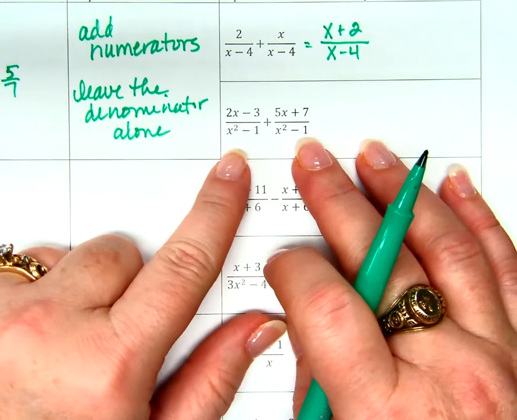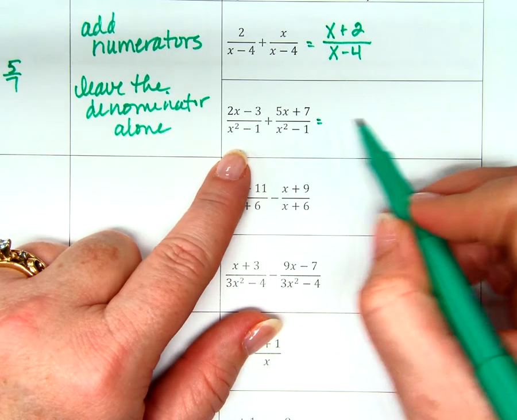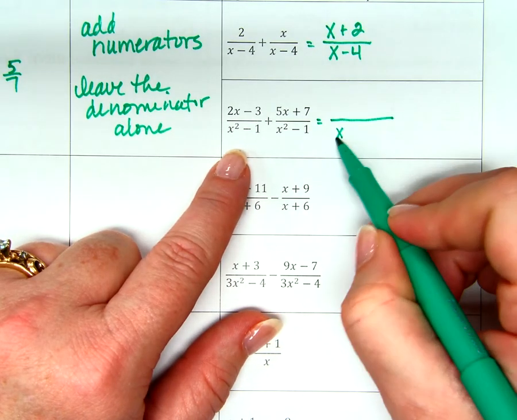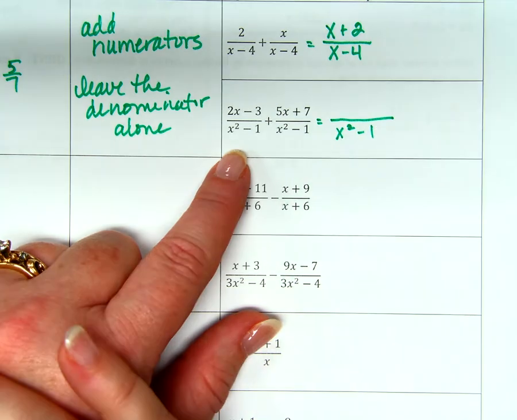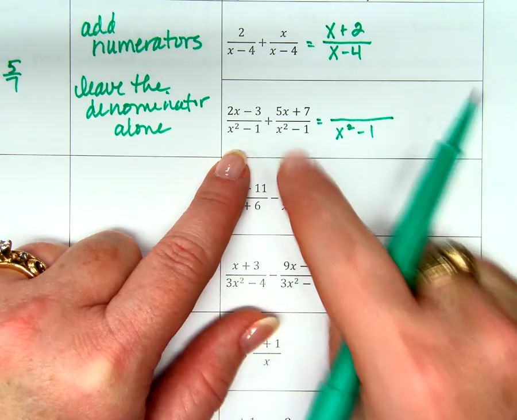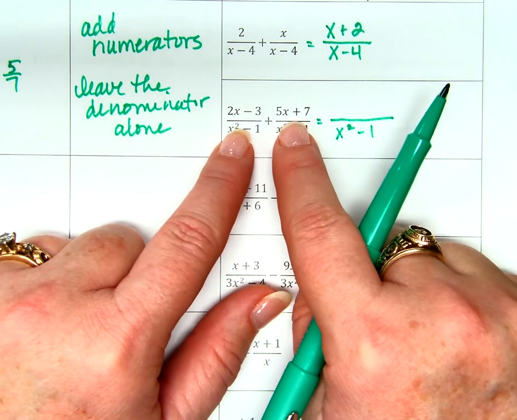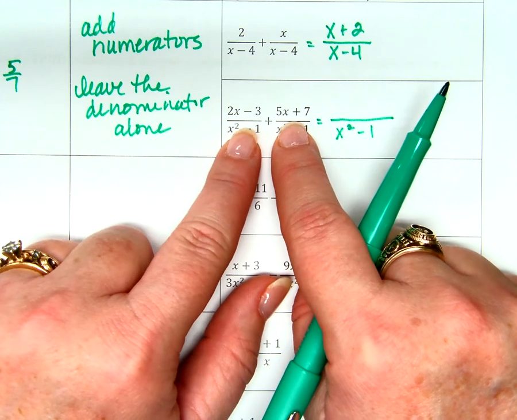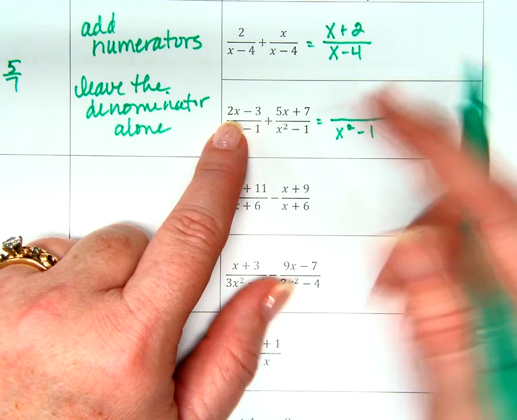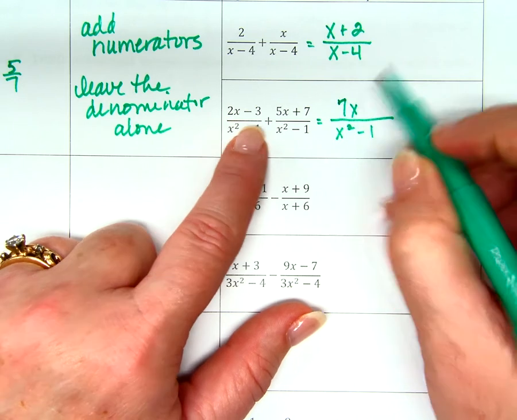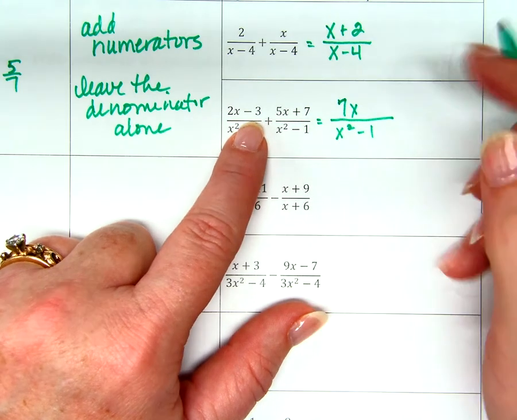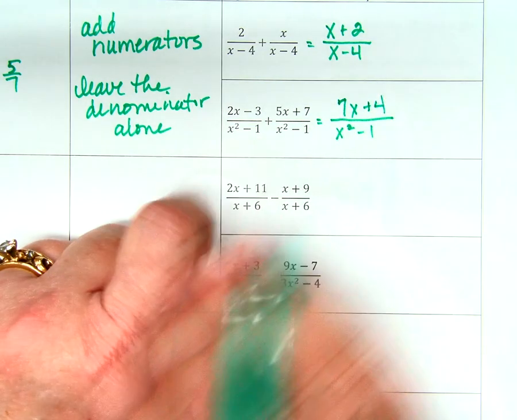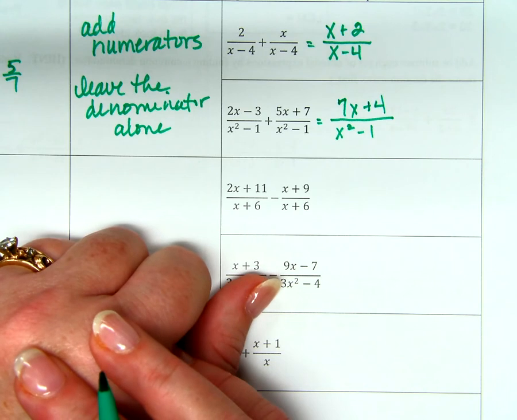Okay? All right, what about the second example? Can I go ahead and do this? Okay? So I'm still adding. So what do? Oh, I'm combining like terms? Okay, so 2x and 5x, 7x, negative 3 and 7, plus 4. Okay, done. Okay, so far?